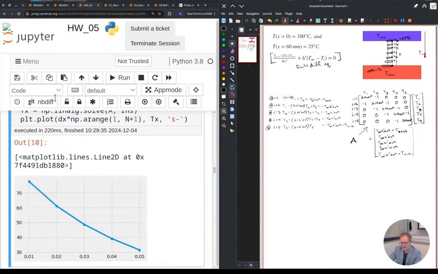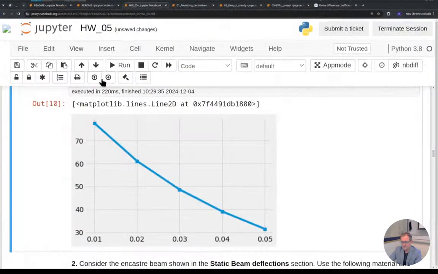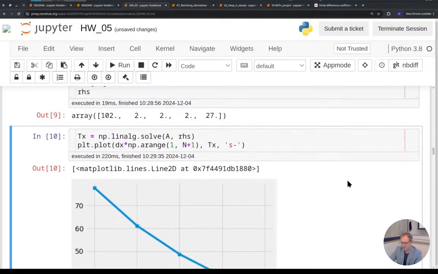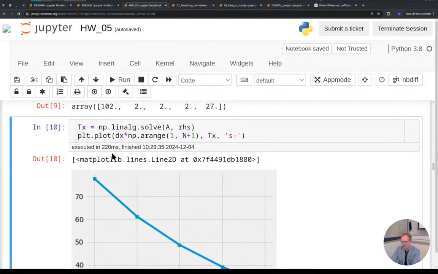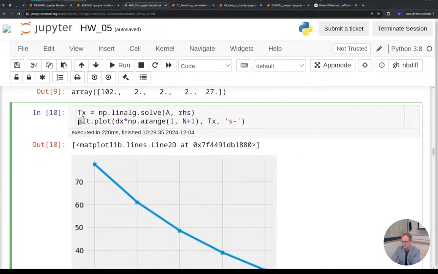And what I can see here is that when I solve this, none of the temperatures are 100 and none of them are 25, because I'm solving for all the other temperatures that are in between. And if I make dx really small, then those temperatures will get closer and closer to 125. But I shouldn't see those boundary conditions in this main Tx solution.